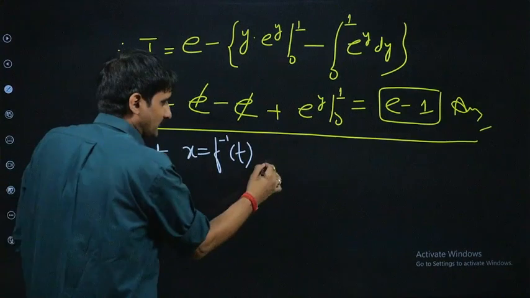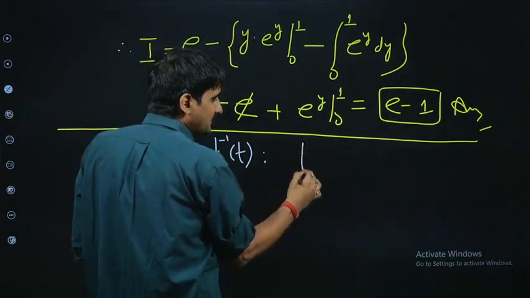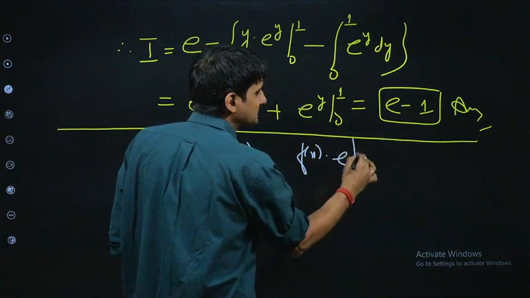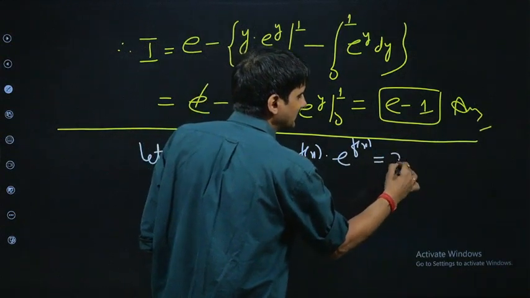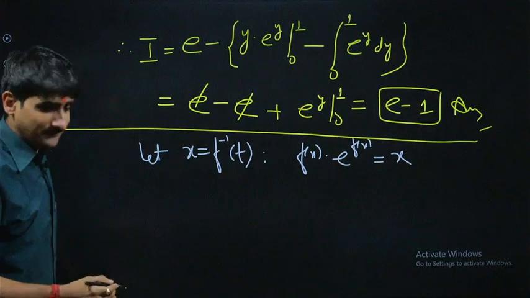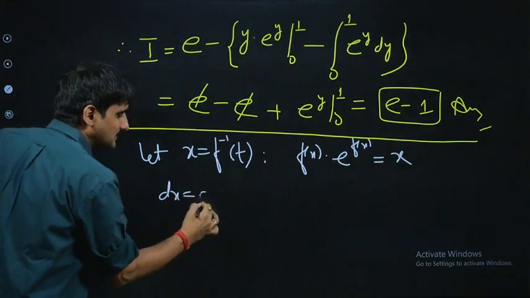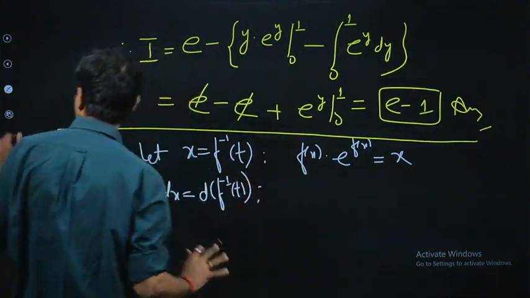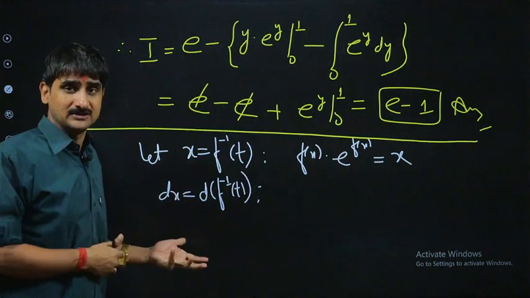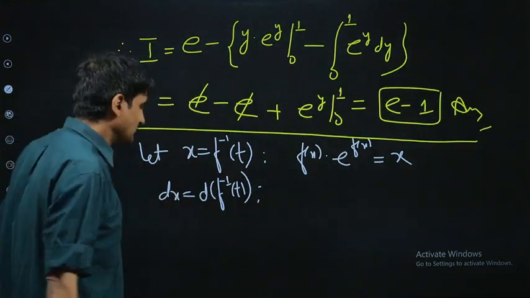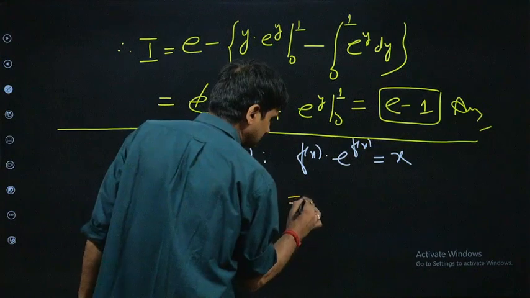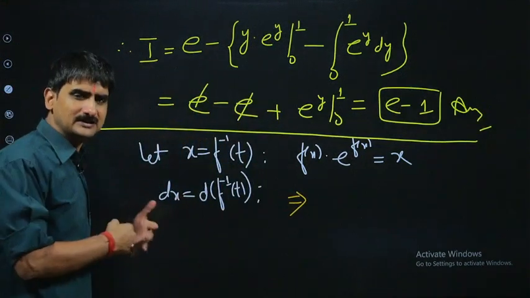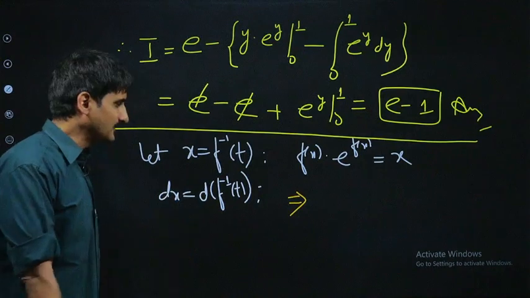Now we have a relation. The relation is f(x) into e raised to the power f(x) is equal to x. So replace x by f inverse of t. Now dx, what will that be? So dx will be d of f inverse of t. I left it as it is because I can't do anything with it in this case. I just thought I will consider it later, maybe I get something which might be helpful here.